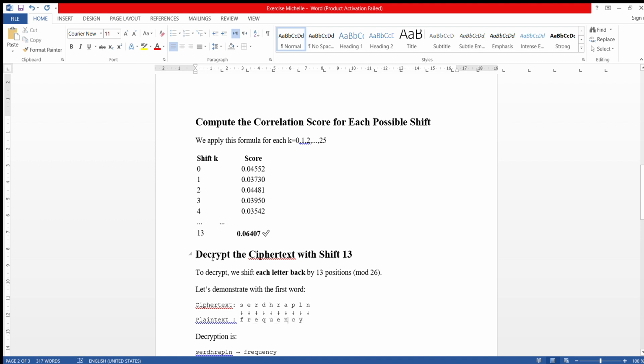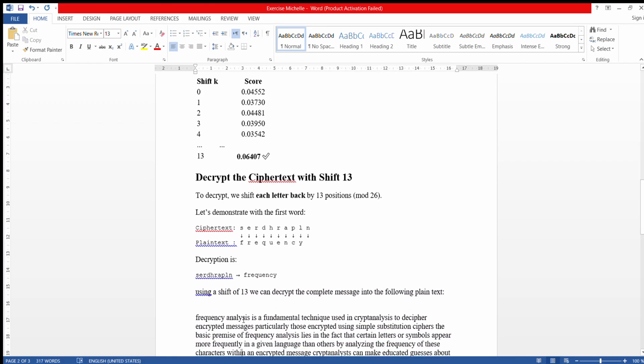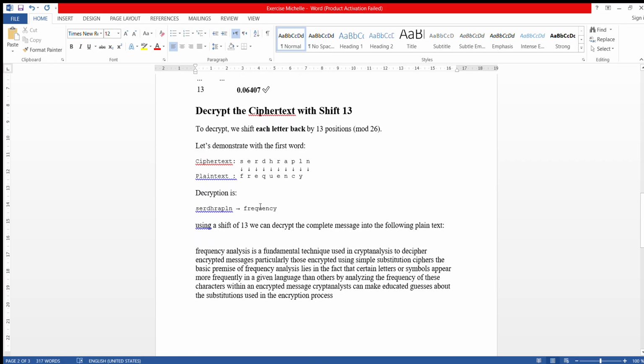It means that our guess of 13 makes sense. Similarly, when you apply it on the whole ciphertext, you will get the plain text as this: Frequency analysis is a fundamental. So it's a complete plain text. So this is the solution of the example 2.